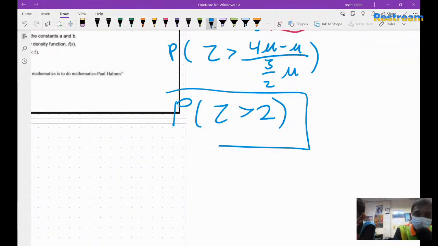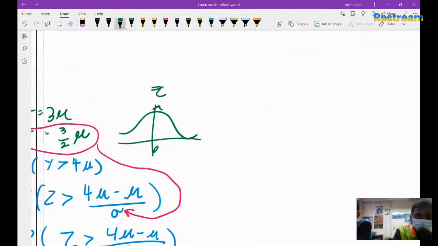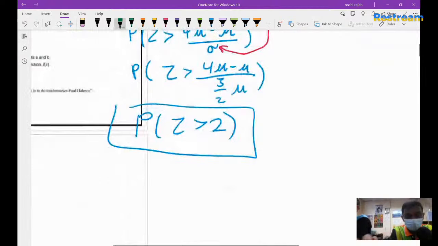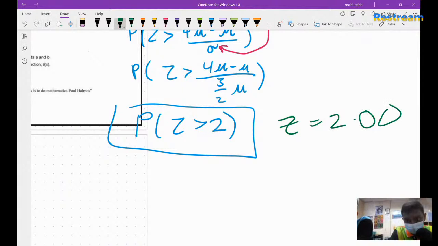If we look at our graph, we let this be 2, and we want the area following that, this onwards. This would be the area that we want. If you look at your statistics book, you should be able to get the point of Z equals 2.00, and this will lead you to the answer from the statistics book. So this is our definite answer.